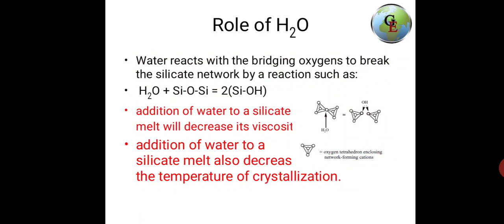Water reacts with bridging oxygen to break the silicate network. As you can see in the picture, the addition of water tends to break the silicate network into silicon and hydroxyl ions. Addition of water also decreases the viscosity of magma. Addition of water also decreases the temperature of crystallization.